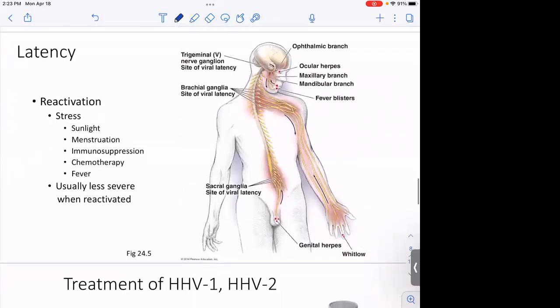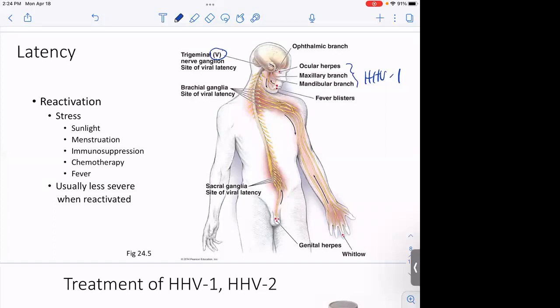Whether you're talking about HHV1 or HHV2, remember they're latent. So basically, they are going to go latent in nerve cells. They can hide out from our immune system in nerve cells, apparently. And they're just going to hide out in whatever ganglia they're closest to. So for HHV1, in one of the branches of cranial nerve number 5, the trigeminal nerve. Whichever branch they move up to, that's where they're usually going to be latent.